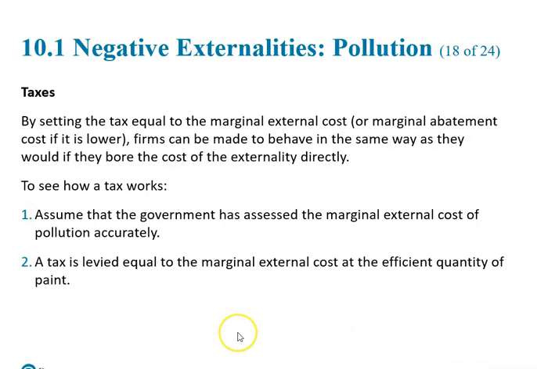So assume that the government has assessed the marginal external cost of pollution accurately. This is very important, because if the government has not assessed the marginal external cost accurately, they won't be able to impose the tax of the right amount on production, and it can still result in overproduction. So let's suppose that the tax has been estimated accurately and the tax is levied equal to the marginal external cost at the efficient quantity of paint.